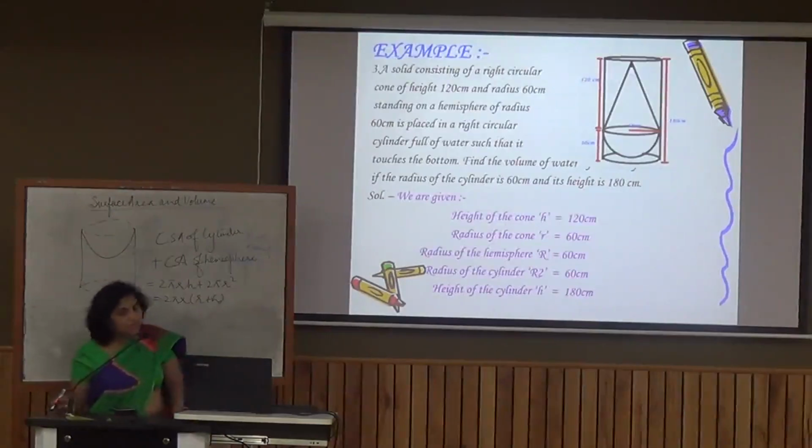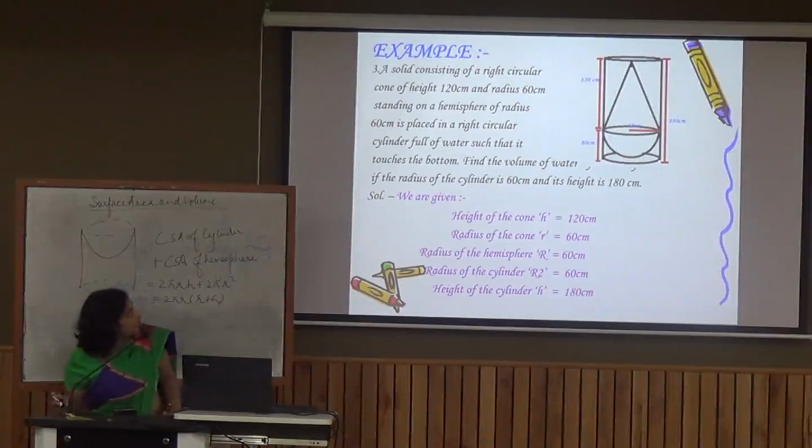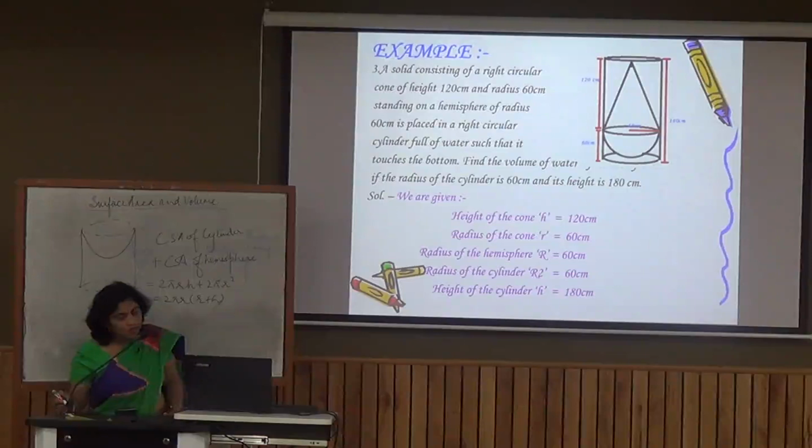A solid consisting of a right circular cone of height 120 centimeter and radius 60 centimeter standing on a hemisphere of radius 60 centimeter is placed in a right circular cylinder full of water such that it touches the bottom. Find the volume of water if the radius of the cylinder is 60 and its height is 180. So you can see the figure.